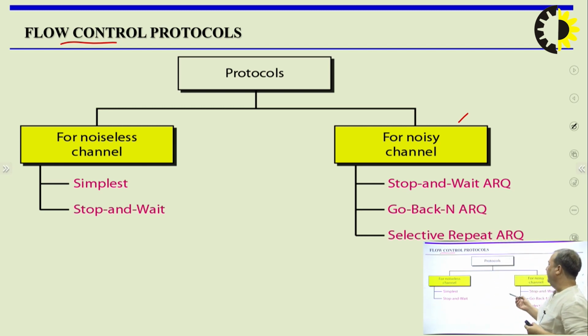Okay, and one is stop and wait. So let's see one by one. For a noisy channel, there are stop and wait ARQ, go back N ARQ, and selective repeat ARQ. ARQ means automatic repeat request.